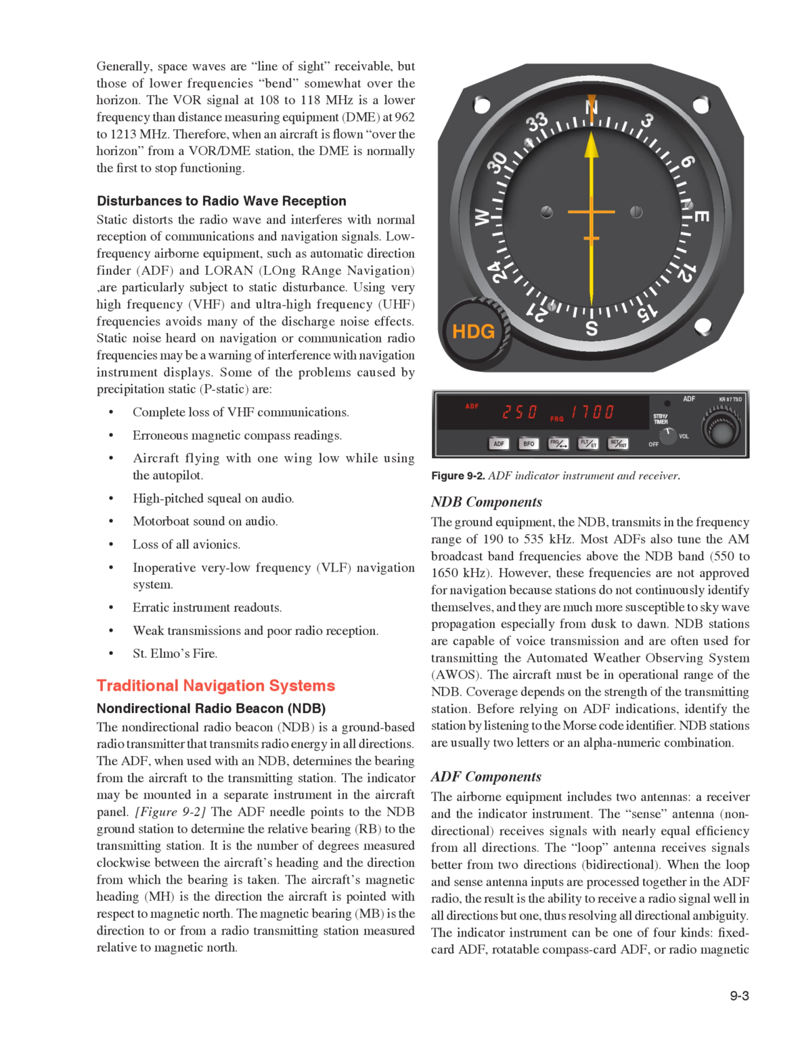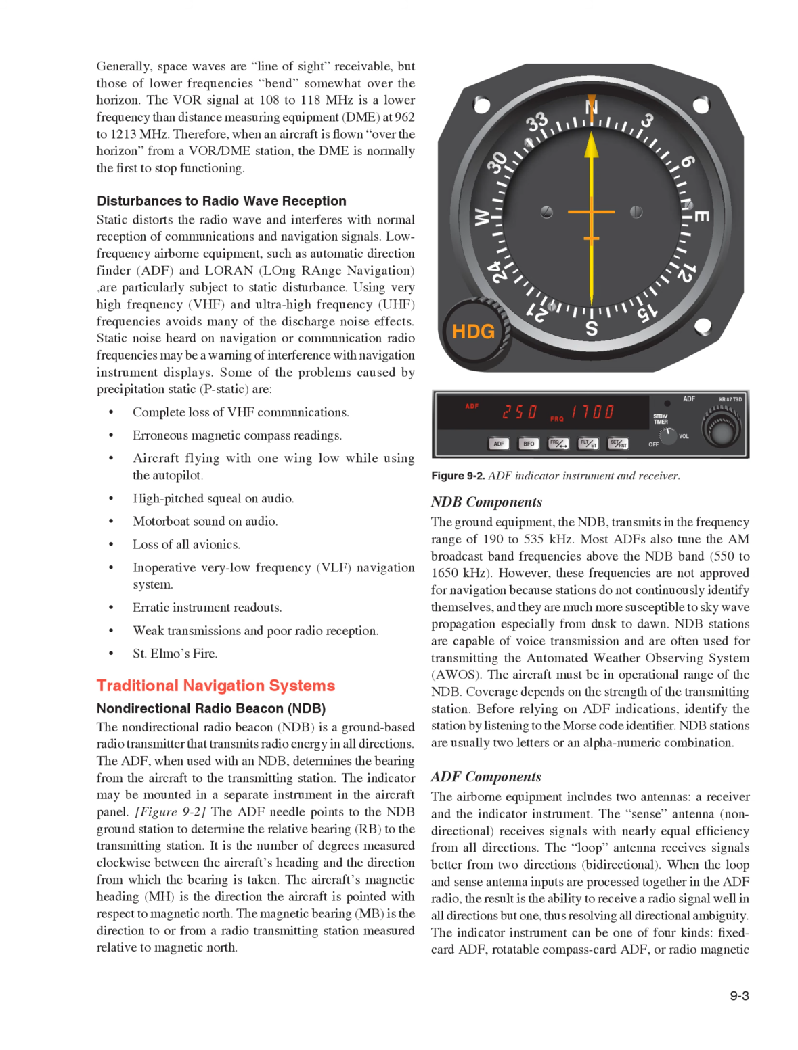Space wave. Generally, space waves are line-of-sight receivable, but those of lower frequencies bend somewhat over the horizon. The VOR signal at 108 to 118 MHz is a lower frequency than distance measuring equipment (DME) at 962 to 1213 MHz. Therefore, when an aircraft is flown over the horizon from a VOR/DME station, the DME is normally the first to stop functioning.